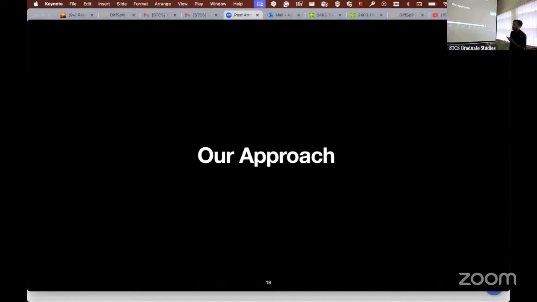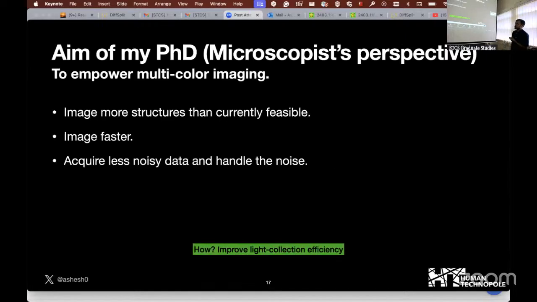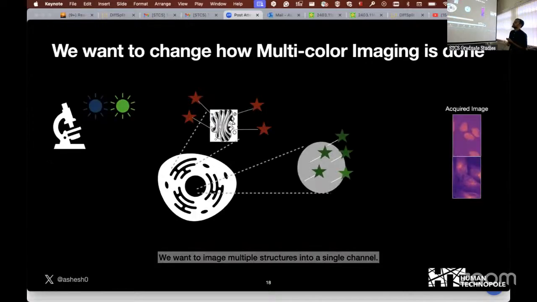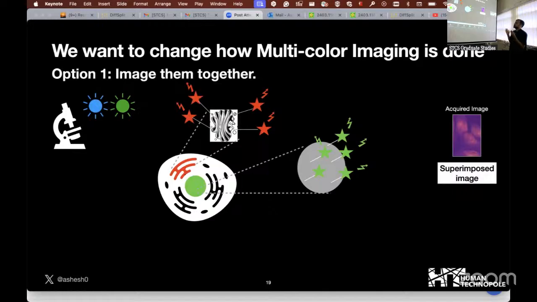Yeah. Now let's go to our approach. So the aim is to improve how multicolor imaging is done. We want to image more structures, we want to image faster, and we want to acquire less noisy data and handle the noise in case the noise is there. And what we are saying is that we want to image multiple structures into a single channel. So that is kind of the idea.